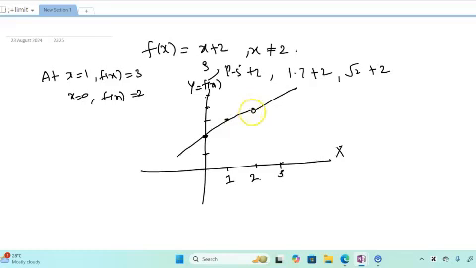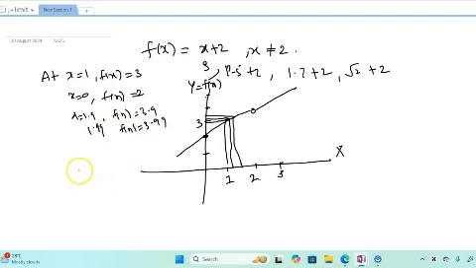Now let's see. At x is equal to 1, we can see that the value of your function is 3. We can also see it from the graph. At x is equal to 1.1, let's say it is 3.1. At x is equal to 1.5, it is 3.5. At x is equal to 1.9, the function is 3.9. At x is equal to 1.99, the function is 3.99, right? At x is equal to 1.999, your function is 3.999.